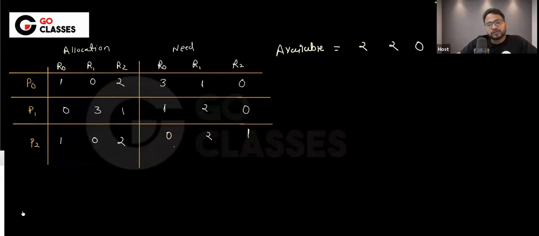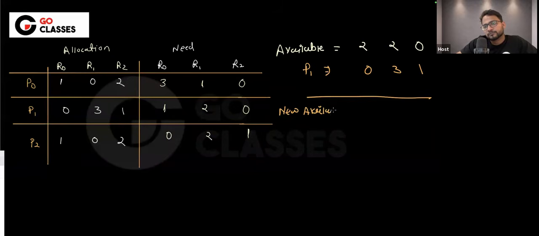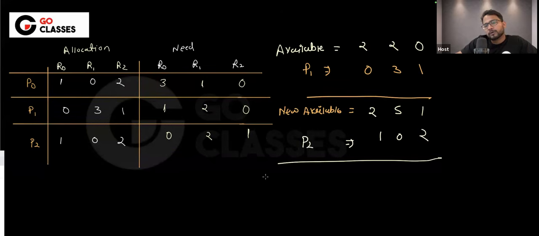With this 220, can you finish? Very, very easy questions actually. See, you can finish, I think, P1, right? P1 you can finish. So you can reclaim P1's allocation, which is 031. So what is the new available? This is 251, right? Now with this 251, P1 has already finished. With this 251, you can finish this one, which means now you will be reclaiming 102. P2 finishes. What is the new available?